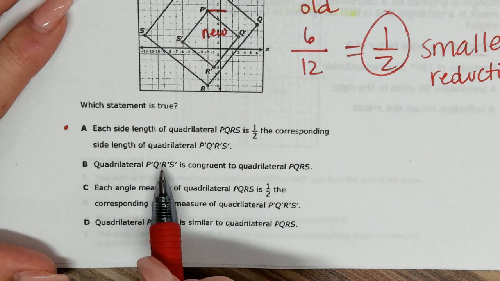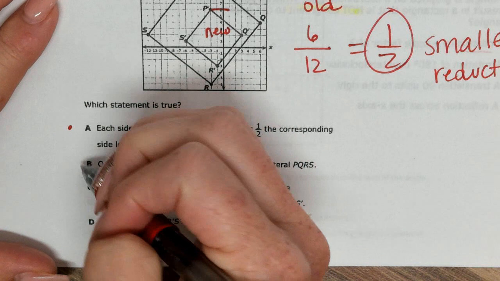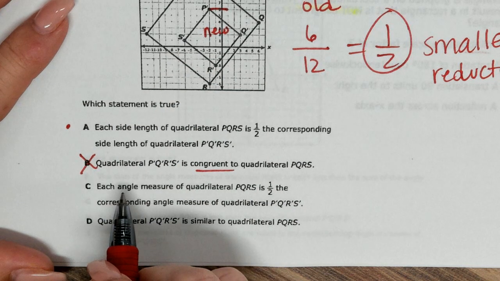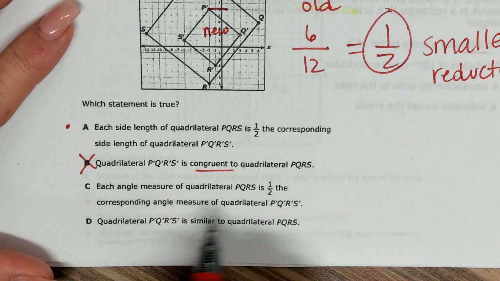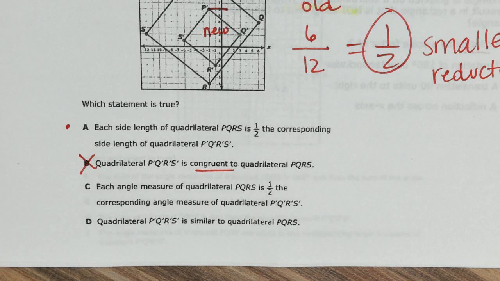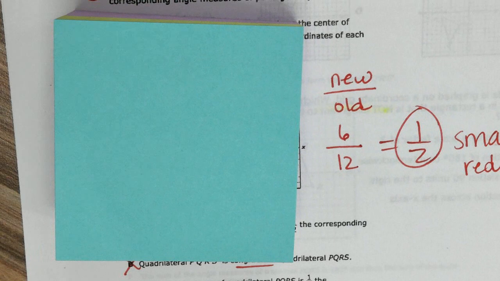The new quadrilateral is congruent. No, it's not congruent. It's bigger or smaller. Each angle measure is 1/2 the angle measure. No, guys, remember, when you dilate a shape, so everybody look at these two. This is a square. Y'all agree that's a square?